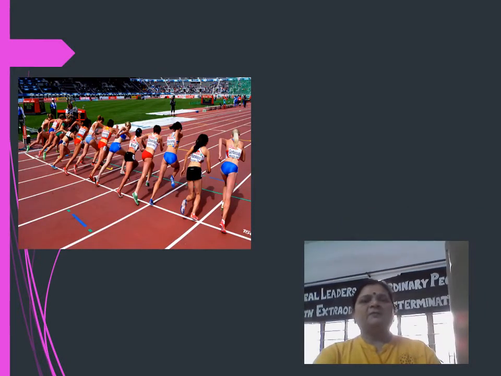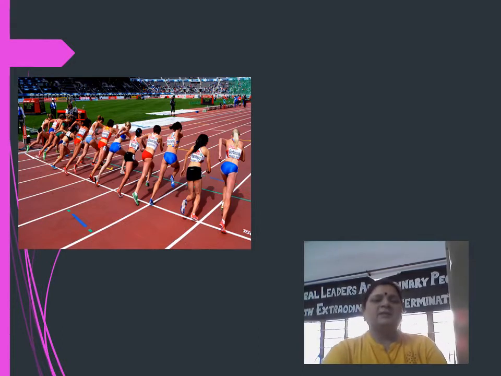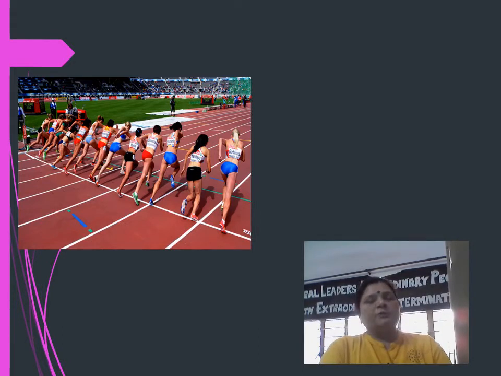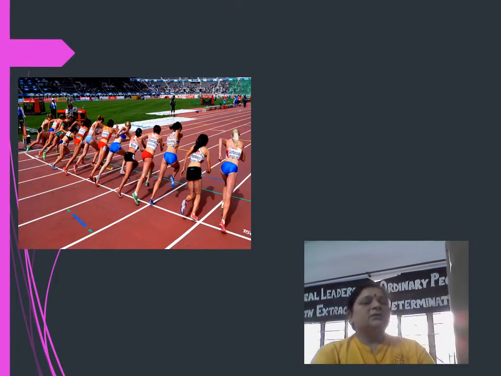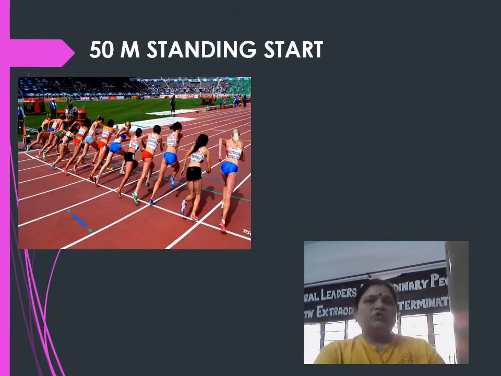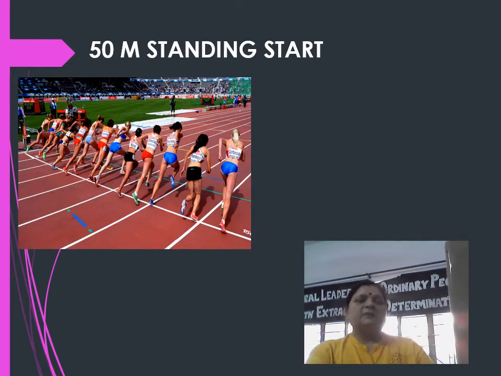Now we'll be taking the first test item in this, that is the 50 meters standing start. This test item is both for boys and for girls, and the equipment required for conducting this test is a stopwatch, at least two, or a single stopwatch with split second timing. We conduct this test to check the acceleration and the speed of the student. And now I'll be telling how this test is conducted.